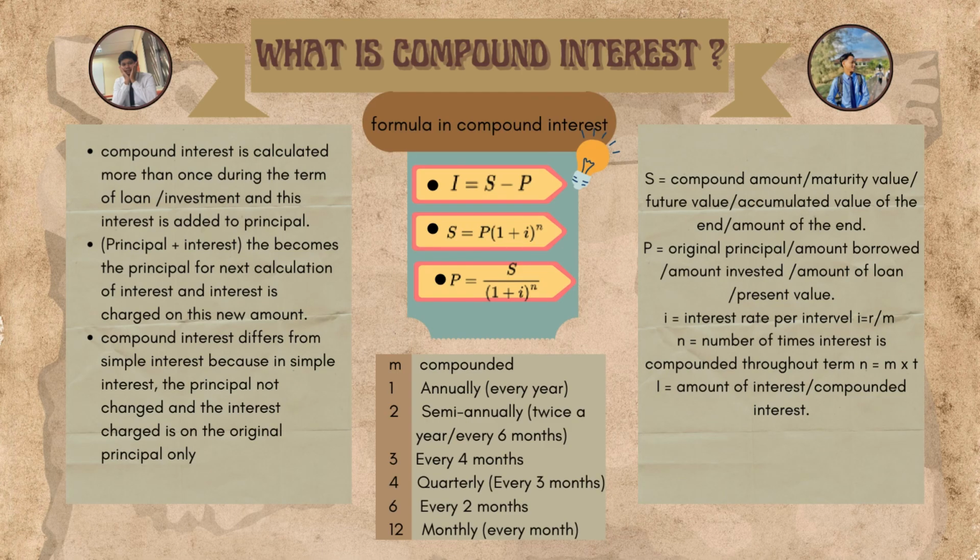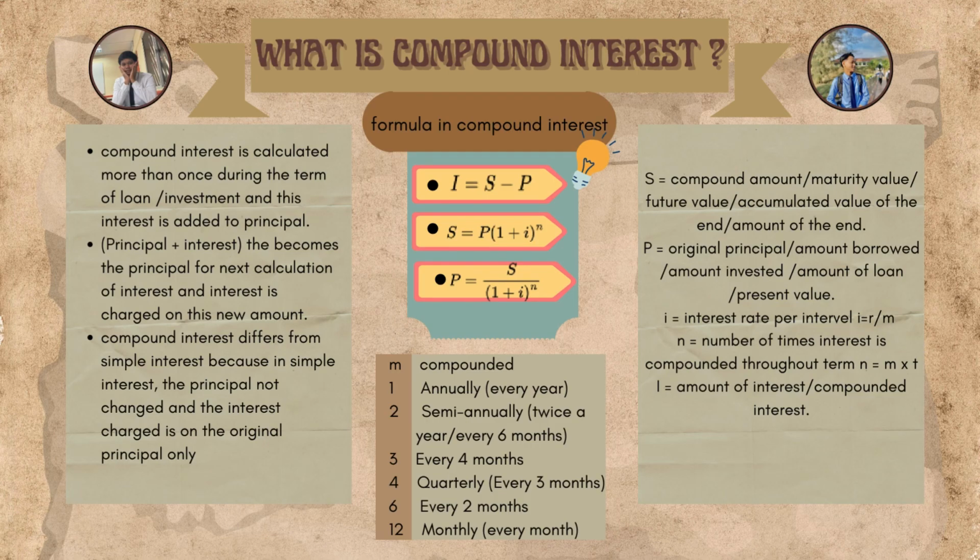Okay, next, let's look at the formulas in compound interest. The first one is interest equals S minus P. The second one, S equals P (1 + i)^n. And the last one is P equals S over (1 + i)^n.